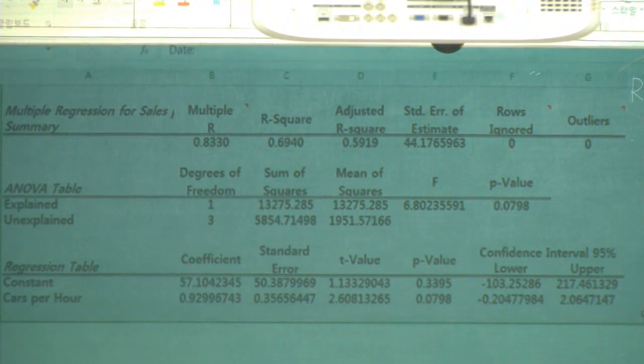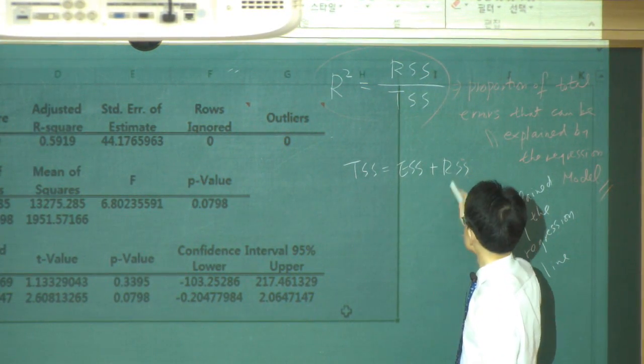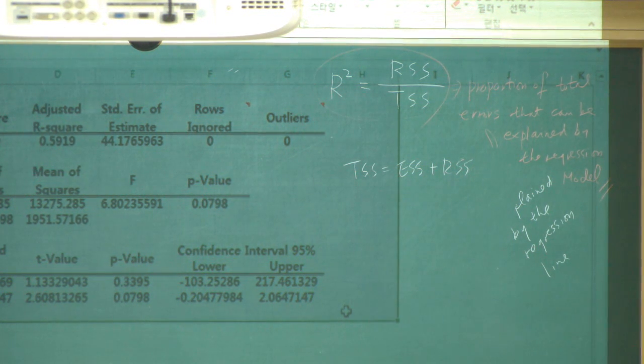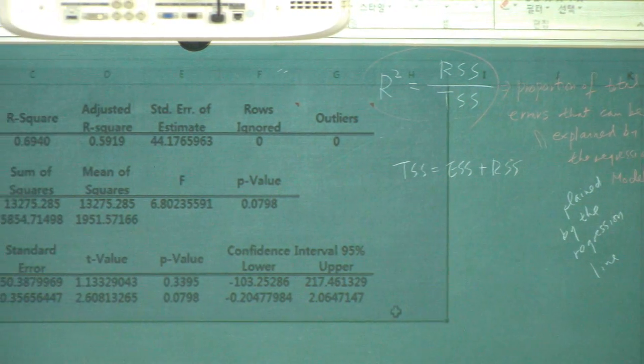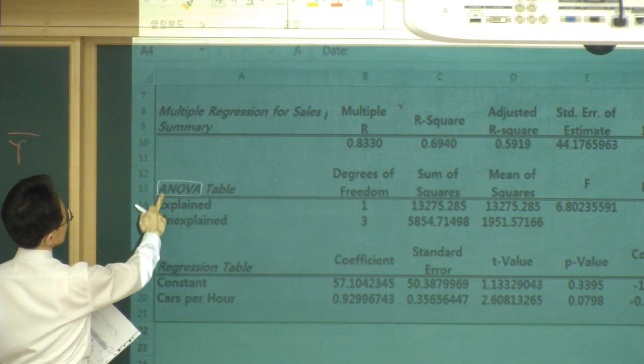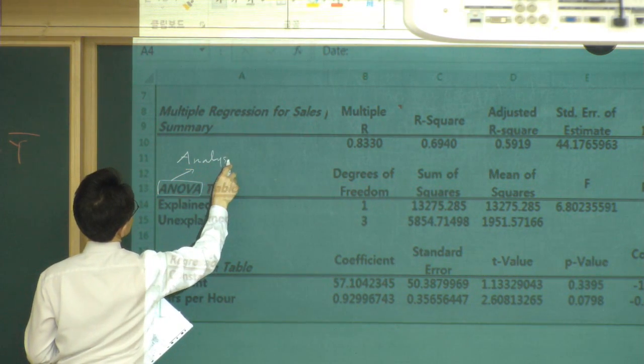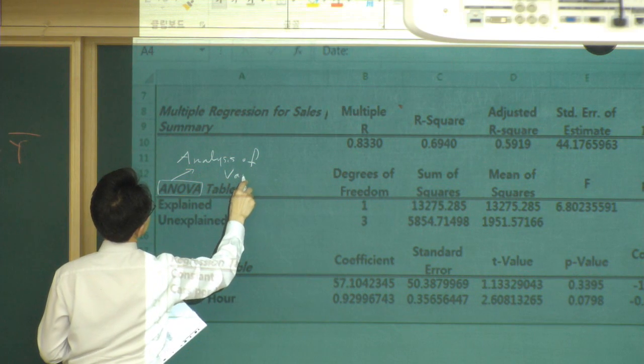Okay, let me explain each one of these outcomes one more time. We already learned that TSS, total sum of squares, equals error sum of squares plus regression sum of squares. Let me go over this whole thing. When you look at this table, it's the ANOVA table, which is analysis of variance.